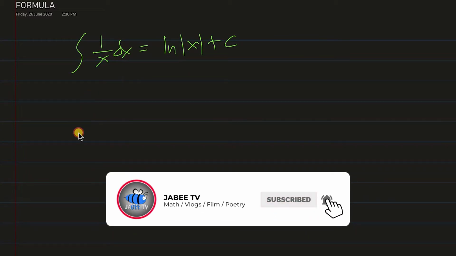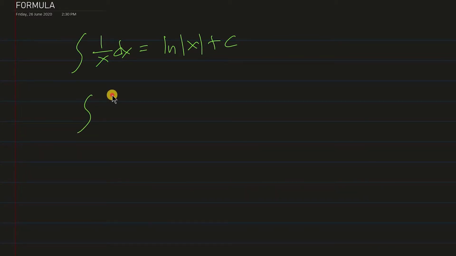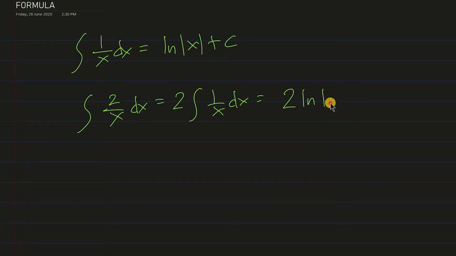So, for example, we are tasked to find the integral of 2 over x dx. Ang sagot niyan, guys, ilabas lang natin yung 2 sa integral sign is 1 over x dx. So, yung sagot niyan, guys, would be equal to 2 ln absolute value of x plus c. So, ayun guys, basically all throughout this video ay itong formula lang naman yung gagamitin natin.